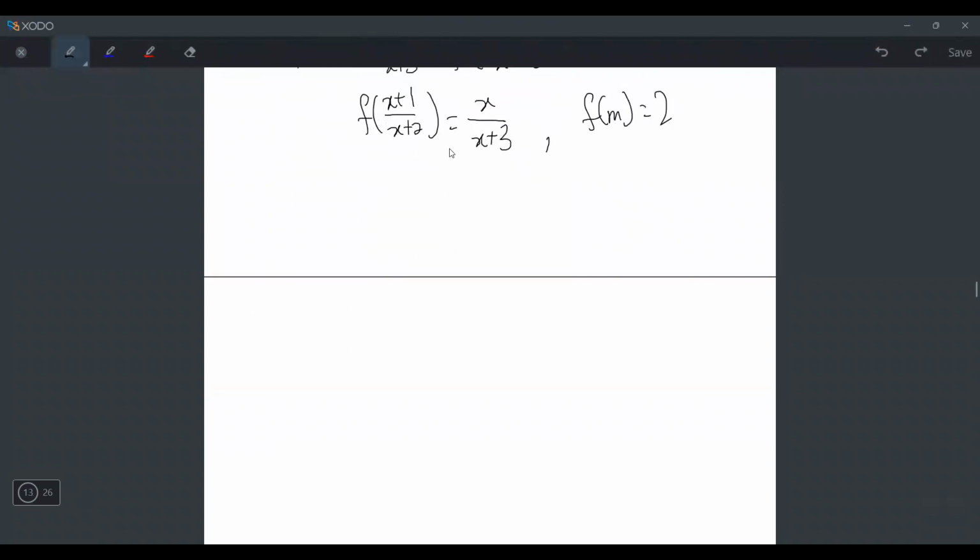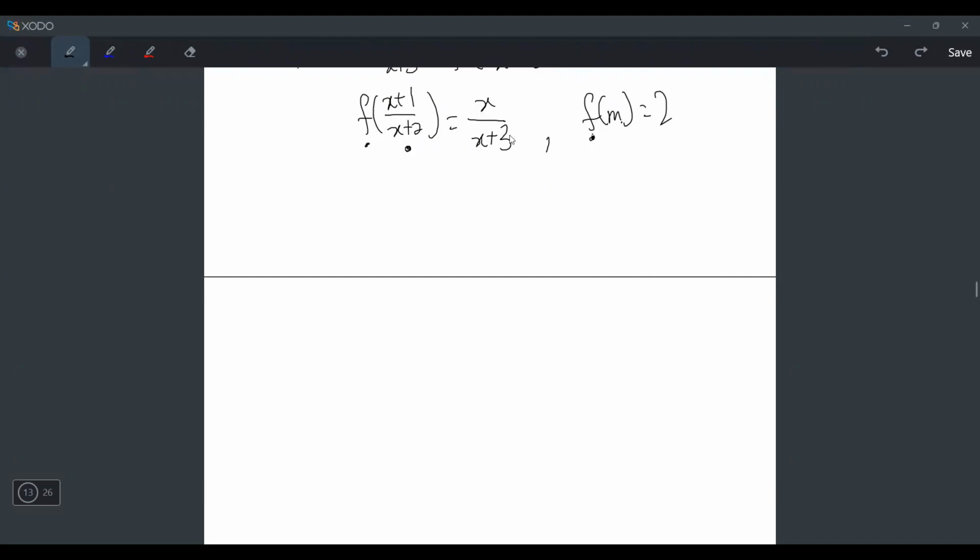Okay, how to do? First of all, okay, I can see that I already stuck here. Why? I cannot do anything already. And this is function f, but this is f(m). But this one is f(x plus 1) over x plus 2. So I need f(x). I need f(x). No matter what, I need f(x). I don't want f(x plus 1) over x plus 2. I need the f(x).